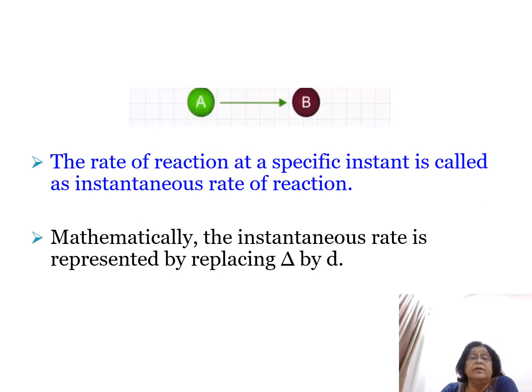The rate of a chemical reaction at a given instant is called the instantaneous rate of reaction. So if A is converting to B and we have to measure the rate at a given instant, let's say at 8 seconds or 10 seconds, then the change in concentration upon time at that moment gives you the instantaneous rate. Mathematically, the instantaneous rate is represented by replacing delta by small d.